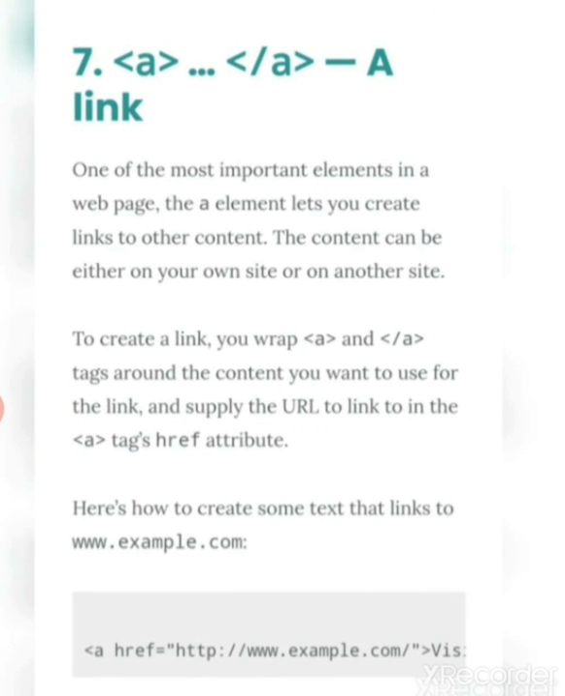The next is A. It is also called the anchor tag. It is used to represent a link. It is one of the most important elements in a web page. The element lets us create links to other content. The content which is linked with this anchor tag can be either our own website or any other site. So, to create a link, we wrap anchor tags around the content we want to use for the link and supply the URL of the link in the anchor tag's href attribute.